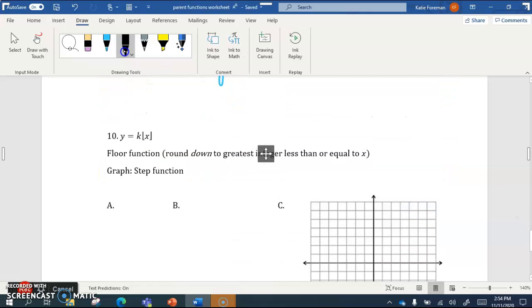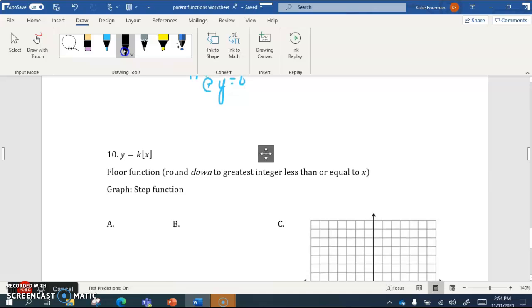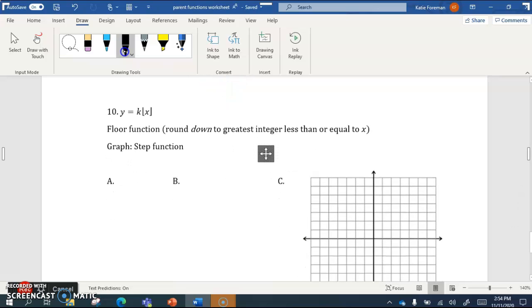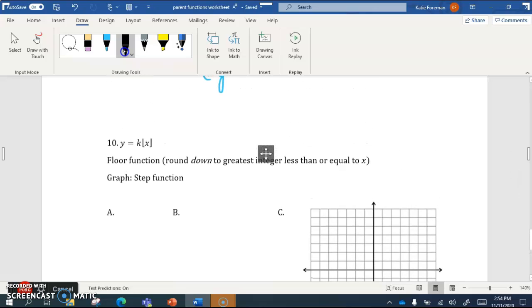Lastly, all right, our floor function. So it looks a little funky. But the floor function rounds down to the greatest integer less than or equal to whatever my input value is. So if we were just to look at a couple examples, if I have 1.2 and round it down to the closest integer, it would round down to 1. If I had 2, well, 2 is an integer, so I don't have to round down. It would just be equal to 2.